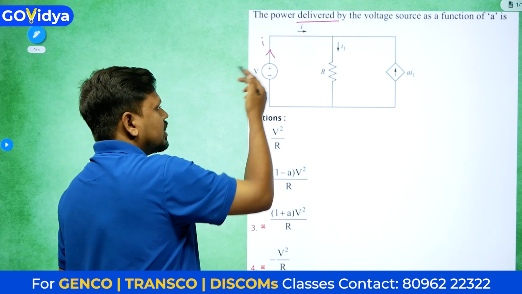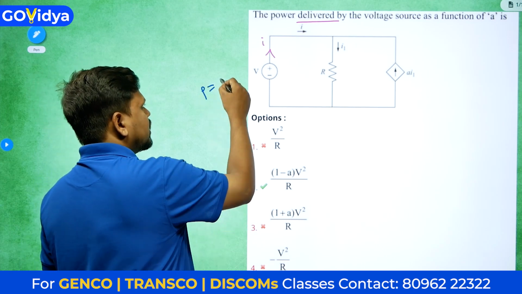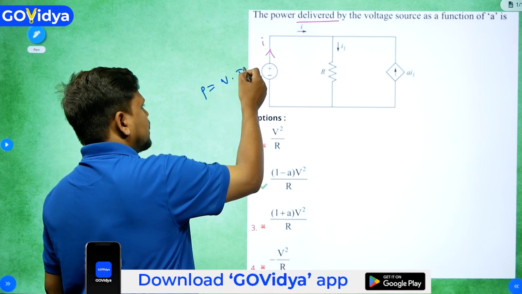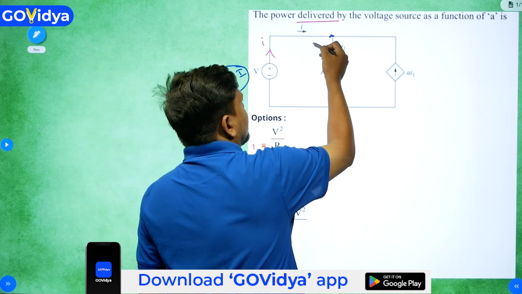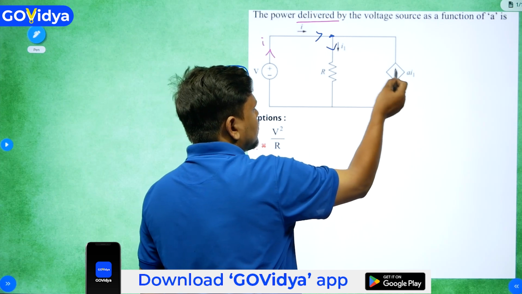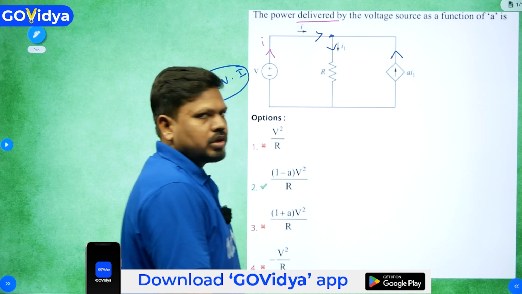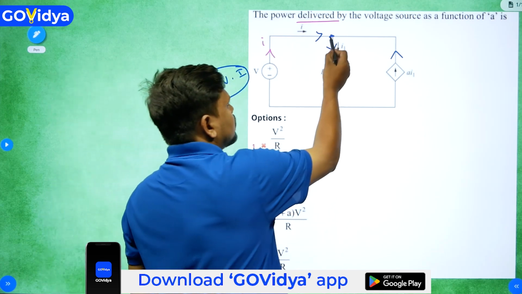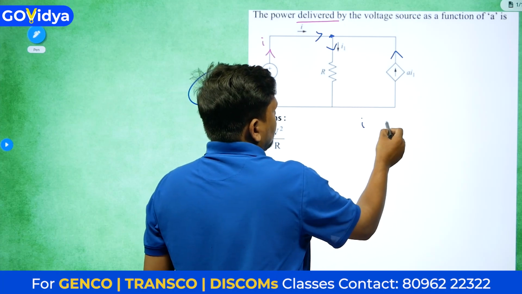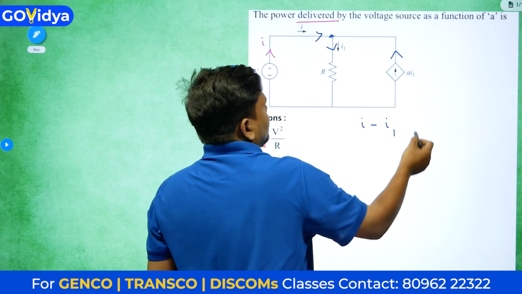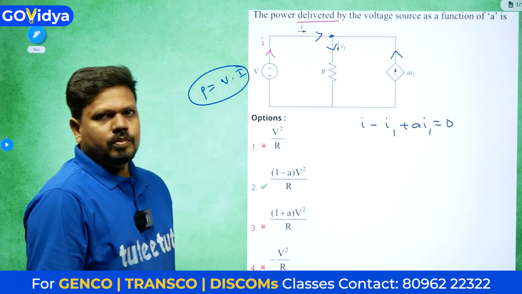They have only given this, so directly we can understand the power we need is V into I. This I we will be calculating. Here is one node: I current is coming like this, I1 current is going like this, and AI1 current is coming in this direction. So we can write down the KCL at this node. Incoming current I, outgoing current I1, incoming current AI1, equals 0.